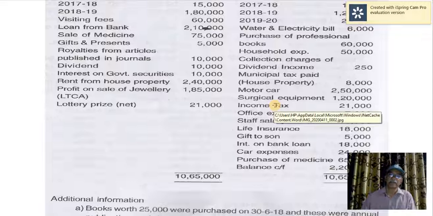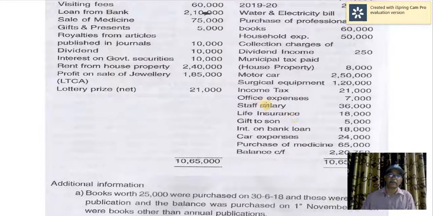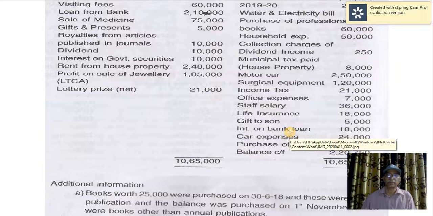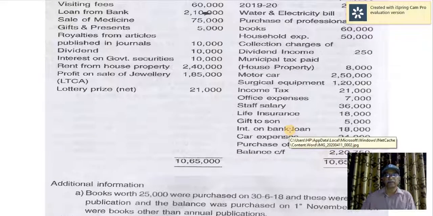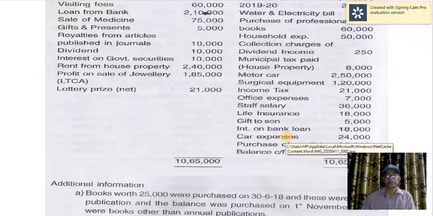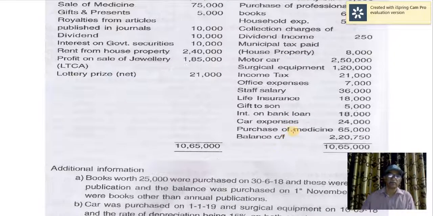Office expense, definitely that is taken as a professional expense. Office salary, professional expense. Life insurance, that is a personal expense. Gifted to son, personal expense. Interest on bank loan, that is for professional purpose, therefore that is allowed. Car expenses, that's allowed, but to the extent it is used for professional purpose. Purchase of medicine, that is an item of professional expenses.